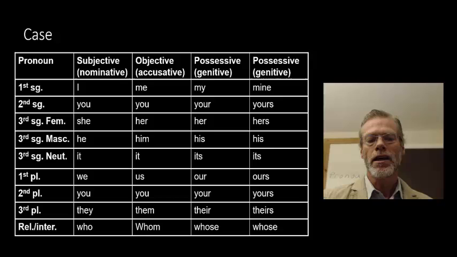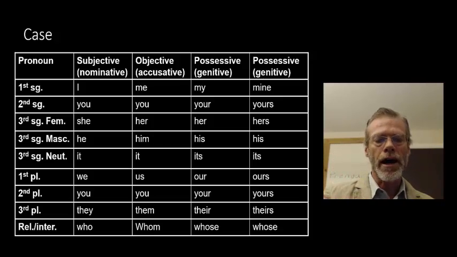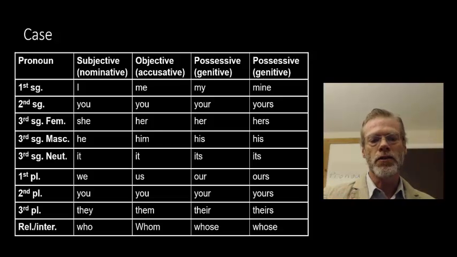Our subjective, that is to say, the pronouns that we use to be the subject of a clause. So for those, we have I in the first singular, and then you, she, he, it, we, you, they, who. For objective or accusative, that's for the object of a verb or a preposition. So there we have me, you, her, him, it, us, you, them, and whom.